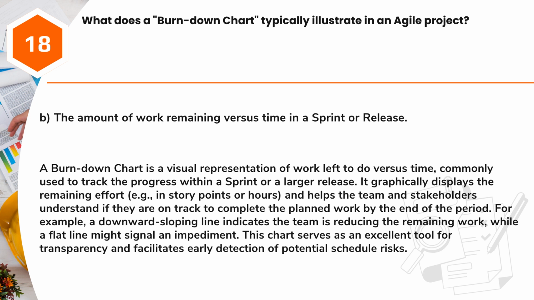For example, a downward-sloping line indicates the team is reducing the remaining work, while a flat line might signal an impediment. This chart serves as an excellent tool for transparency and facilitates early detection of potential schedule risks.